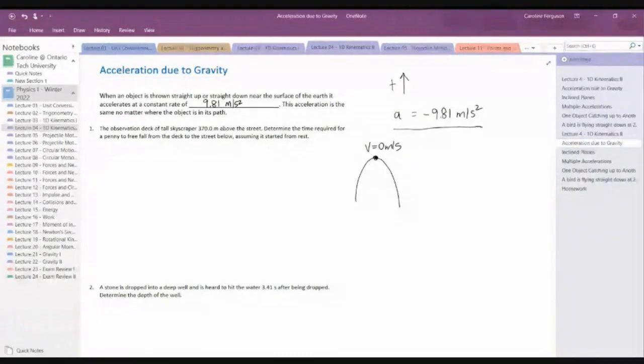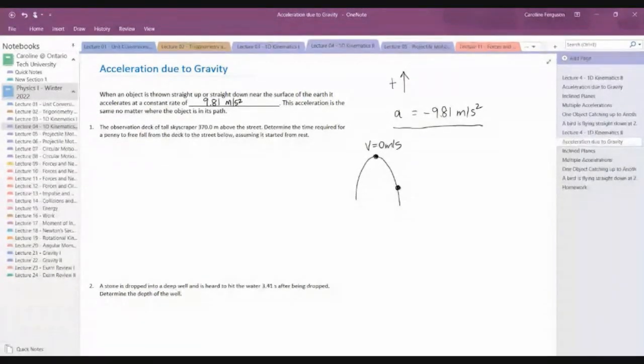What happens when the object is on its way down? What's the acceleration?